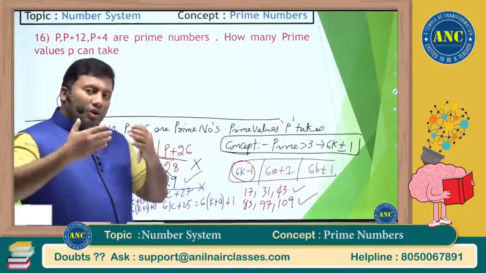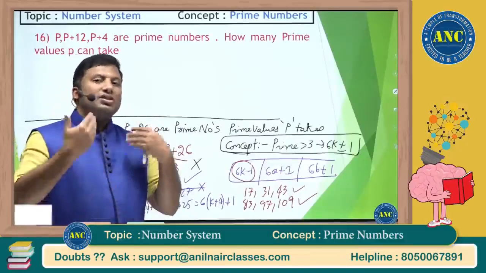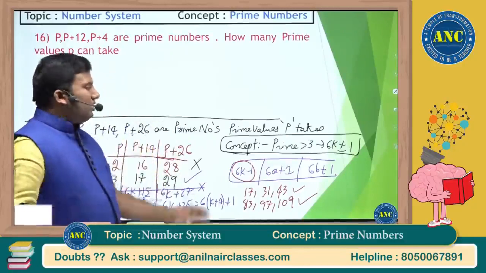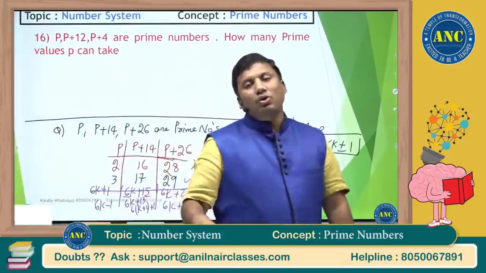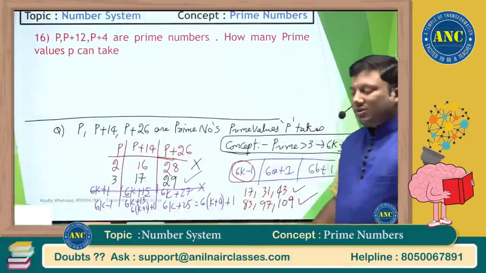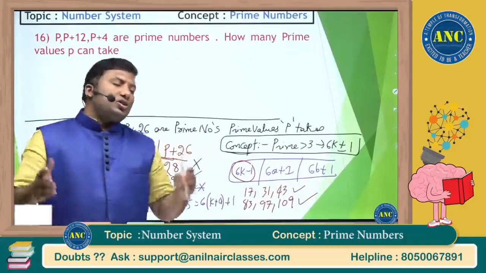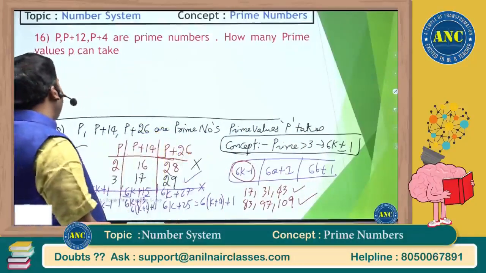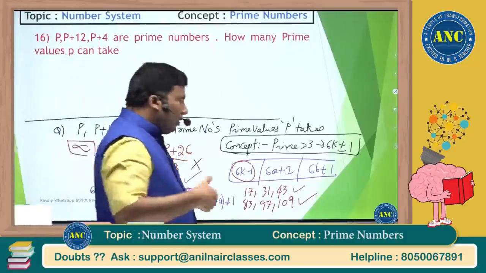We do not know. In 2-digit numbers there are some prime numbers. In 3-digit numbers there are some prime numbers. In 4 digits there is no restriction on P. So P can take 2-digit numbers of the form 6k minus 1 which will satisfy. 3-digit also some might satisfy, 4-digit also some might satisfy. So the answer for this question is infinite. We do not know, there could be more numbers.